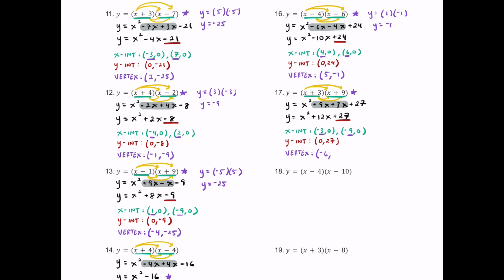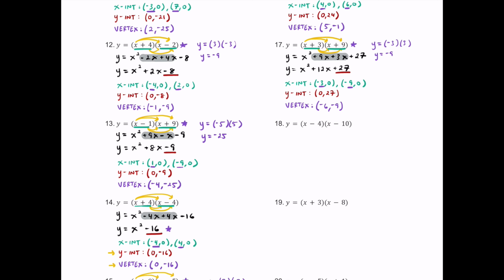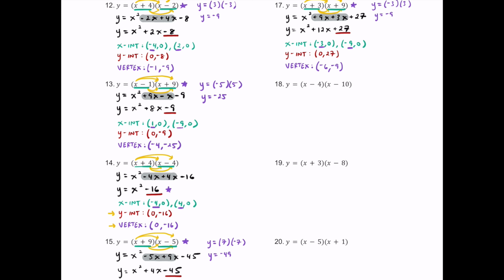And if we plug that in to find how high or how low for the y value, negative 6 plus 3 is negative 3 times a positive 3. So y would equal negative 9 when x is negative 6. So that should be the vertex. Let's check out number 18. See if you can give it a go on your own from beginning to end if you're feeling pretty good about it.